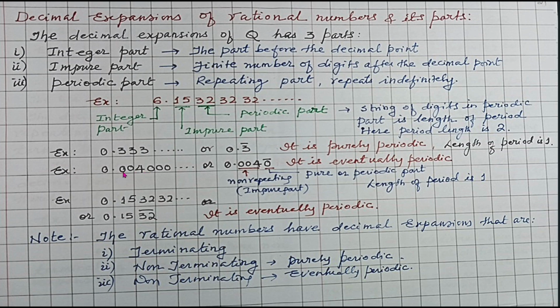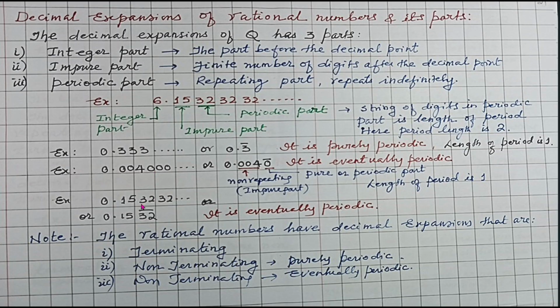Now let us take this example, 0.00430. Observe here very carefully, 004 is non-repeating, 30 is repeating. Therefore we have the non-repeating part, which is called the impure part, and the repeating part, which is the periodic part, and the length of the period is 1. Again, that also represents a rational number.